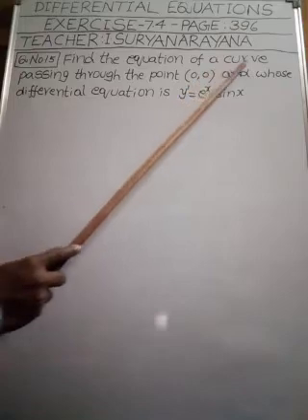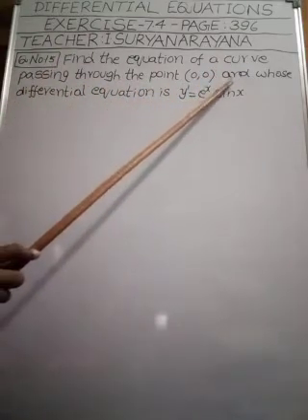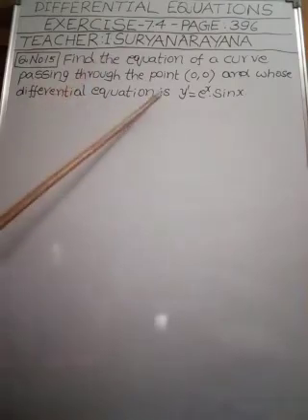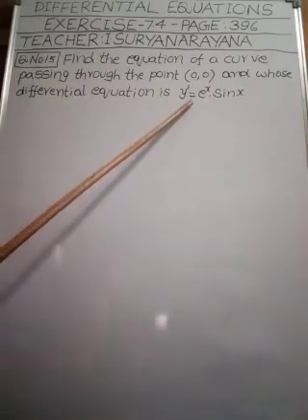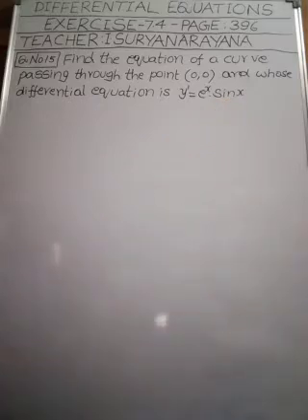Right. Now come to question number 15. Find the equation of a curve passing through the point (0, 0) and whose differential equation is y dash is equal to e power x into sin x. Okay, my dear children.